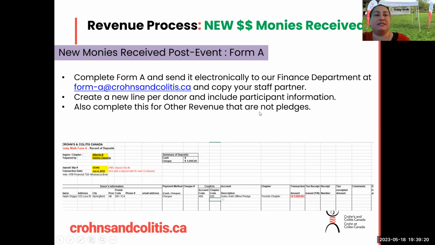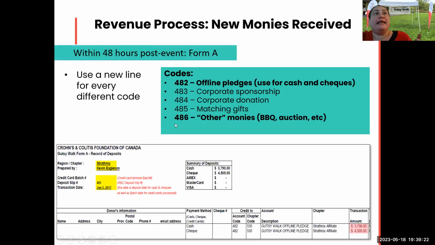And again, if it's other revenue, then you use the code 486. We have other codes as well, but mostly you will be using 482 or 486 for the event day.